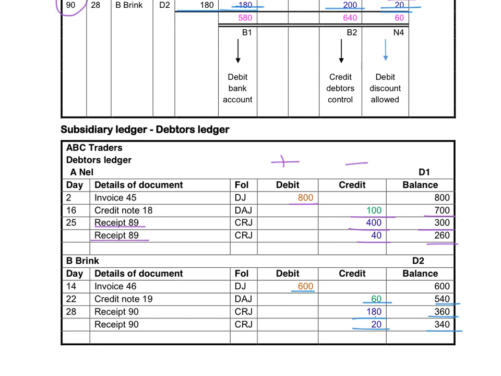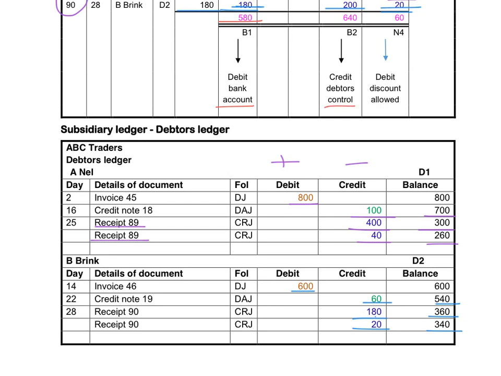At the end of the month, we will add up all the columns, and we will see that the bank increased with 560. Bank is an asset. Asset increases on the debit side, so we will debit our bank account. The debtors paid the money. It's also an asset. They owe less money, so we will credit our debtors control account.